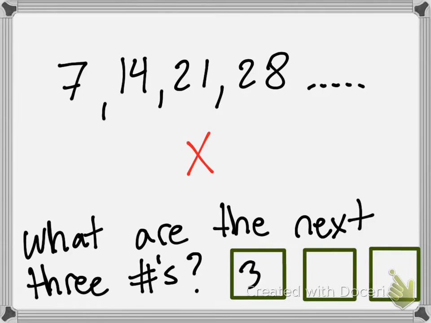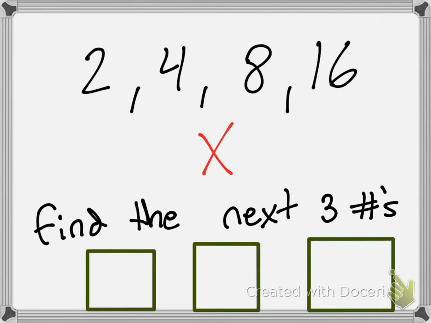35. Perfect. Next number, Romario. 42. And next number, Ben. 49. So is this pattern arithmetic or geometric? What do we think? Raise your hand, Romario. Yes, it is arithmetic. What about this one? Let's find the next 3 numbers.